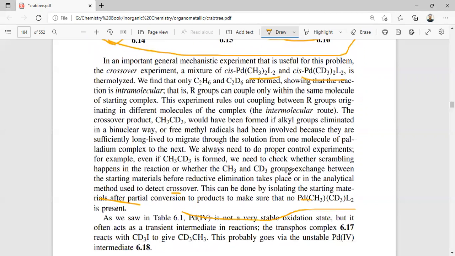So that means if the cis Pd(CH3)(CD3) does the reductive elimination, no crossover product is formed. Also, that reductive elimination is an intramolecular process where R groups couple only within the same molecule.